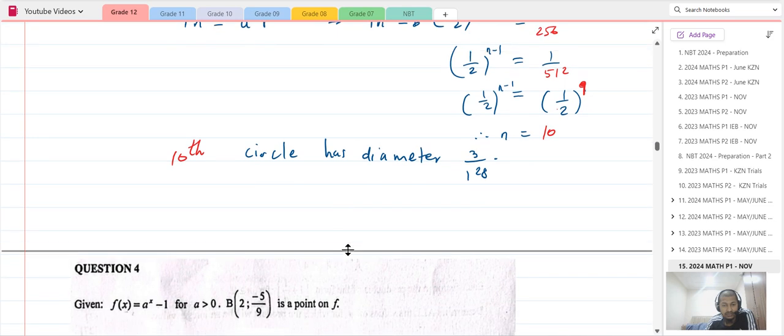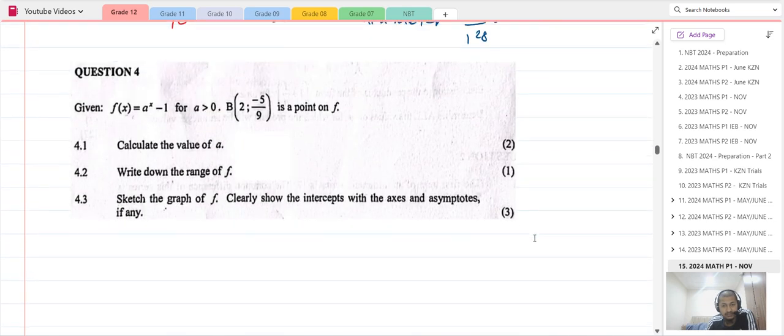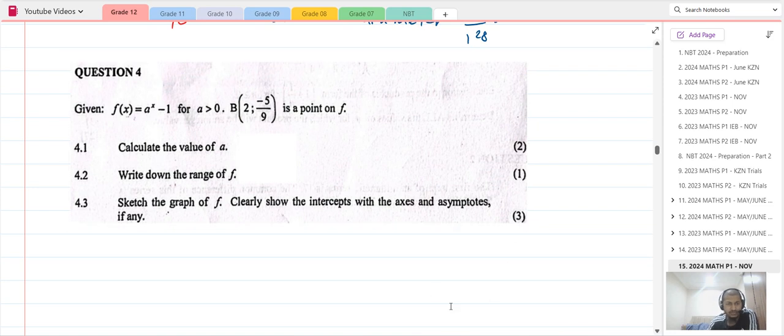So far the paper is good, simple. We have f of x equals a to the power x minus 1, an exponential function shifted 1 unit down, and the point B, which is (2, minus 5 over 9), is a point on f. Calculate the value of a. To do this, we substitute this point into the function and solve.